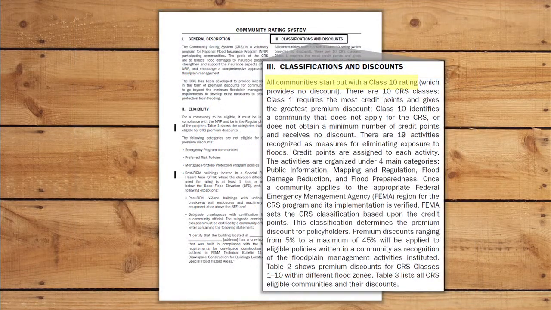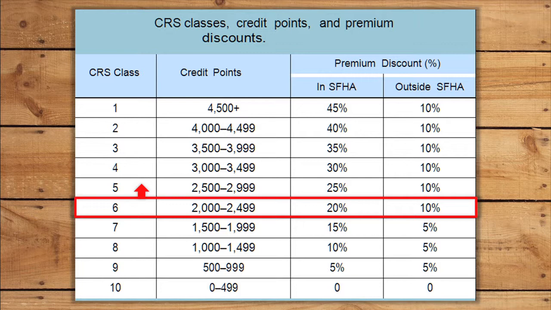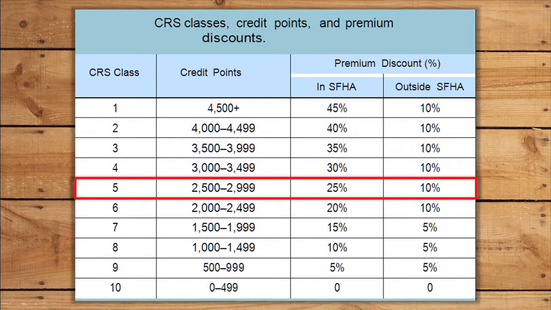Any community in compliance with the minimum requirements of the NFIP is automatically given a classification of 10, unless it shows that activities it is implementing warrant a better classification. For every 500 points a community earns, its CRS classification number drops by 1.